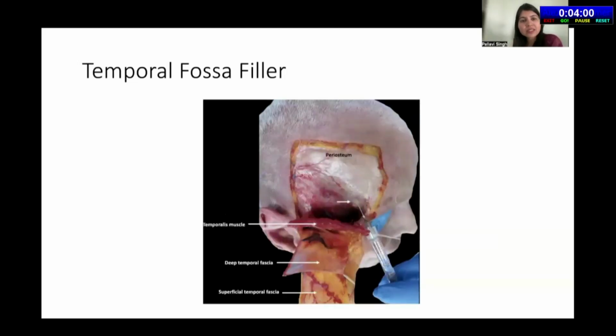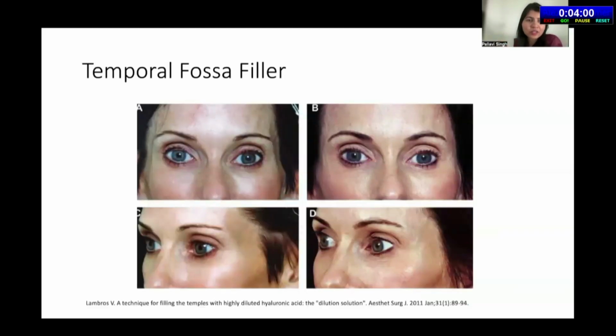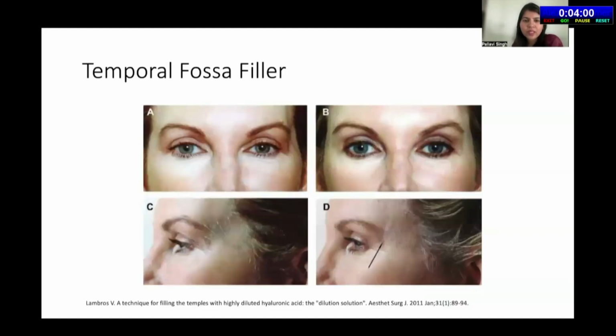One of the easier ways of injecting in this region is going straight down to the bone. Once you're going straight down to the bone, you know that you're not hitting any neurovascular bundle, and then you just fill up over there, and you can feel the whole layer lifting up, and it has great results. If you look at the before and after, it's a very subtle change. It's not going to be very obvious to the eye, but that's what we want. It gives a fairly youthful look, and it's quite popular.